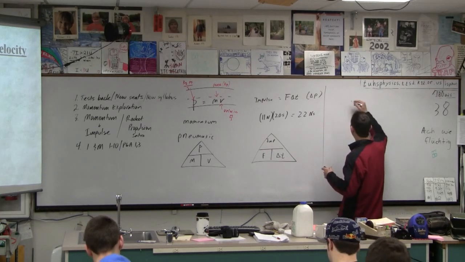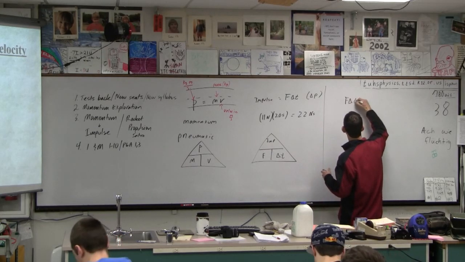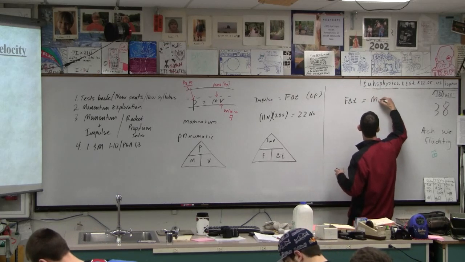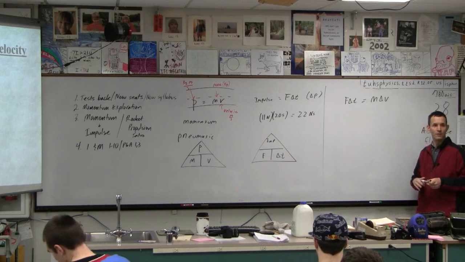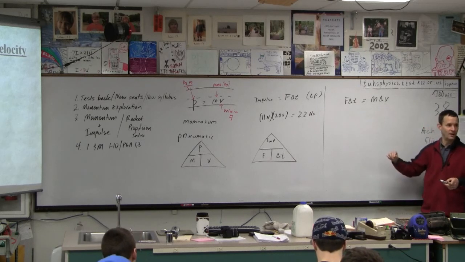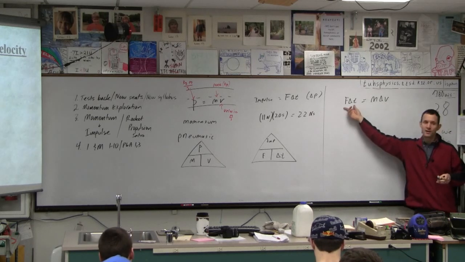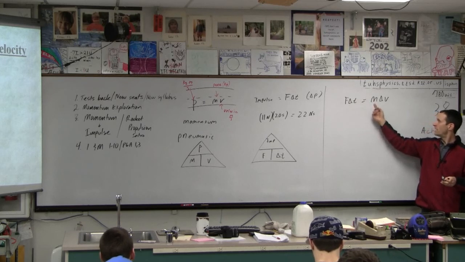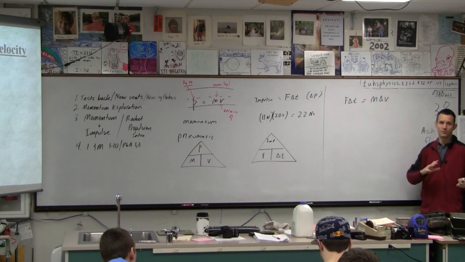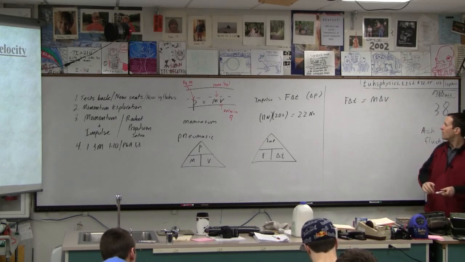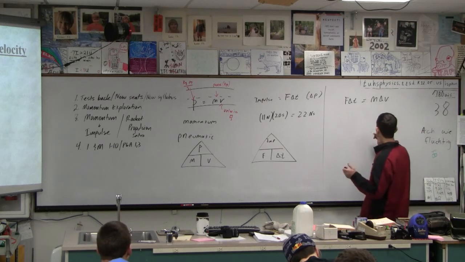But anyway, force times time, if that causes a change in momentum, momentum is mass times change in velocity, isn't it? A change in momentum, unless you change the mass, but we're not going to, right? A force times a time on an object causes a mass to undergo a change in velocity. That's what the formula is saying. This looks like a really fancy formula, but keep in mind that it's not. It's something you've already seen before.